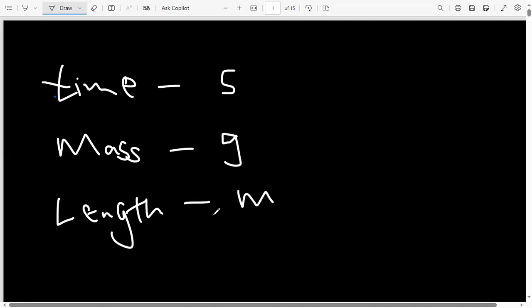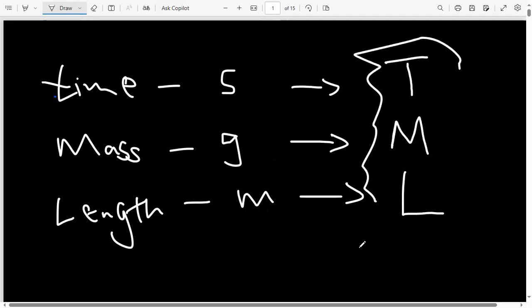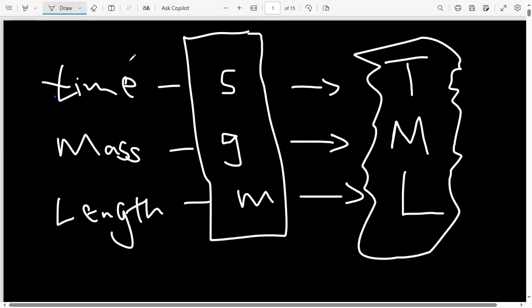So these here are what we call the units. But these units have what we call dimensions, which is what we are going to be using in dimensional analysis. The dimension of time is a capital letter T. The dimension of mass is a capital letter M. And the dimension of length is a capital letter L. We are mostly going to be dealing with these in all our questions. So those are dimensions, these are units, and these are quantities.